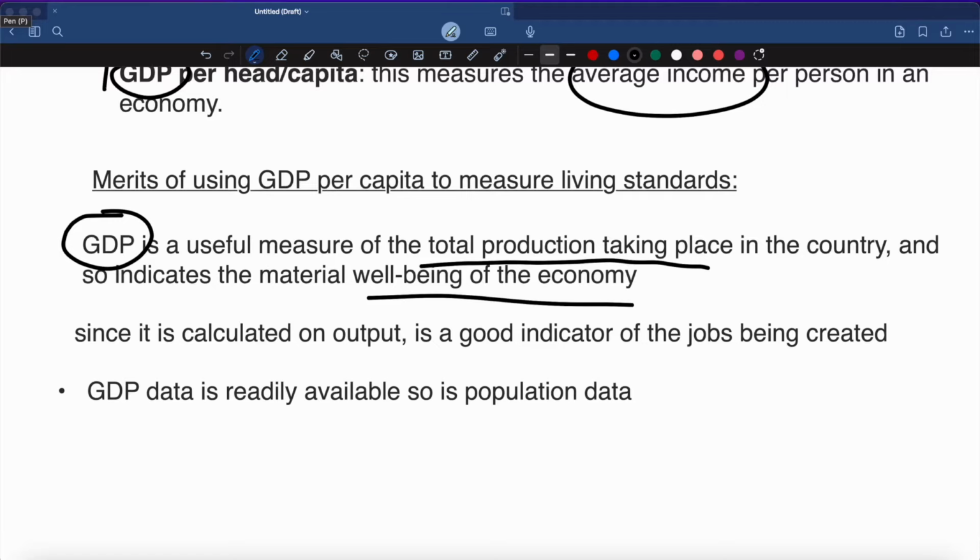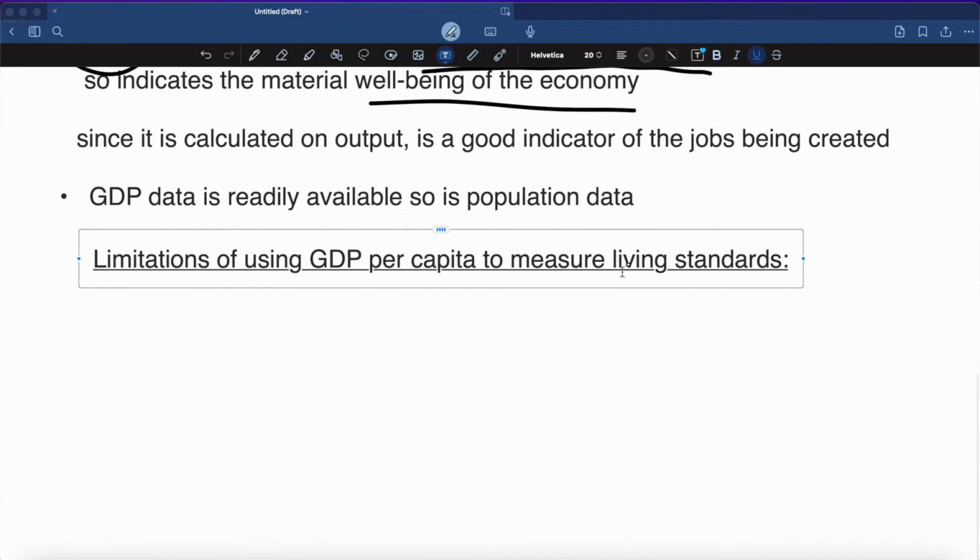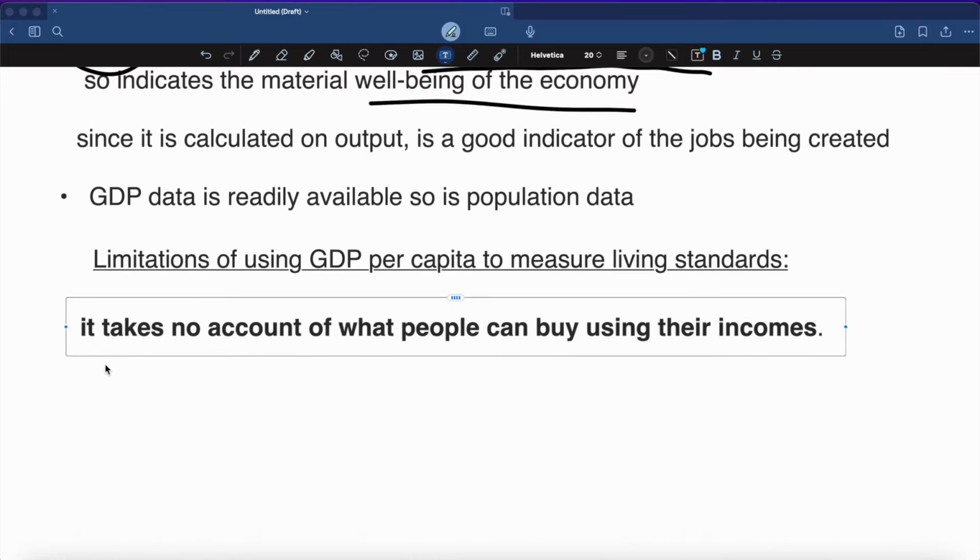So now let's have a look at the limitations, right? Those were the benefits of GDP. What about the limitations? The first limitation: it takes no account of what people can buy using their income. Just because my economy has a high output, that does not mean I have a high income, right? There's no correlation over there.